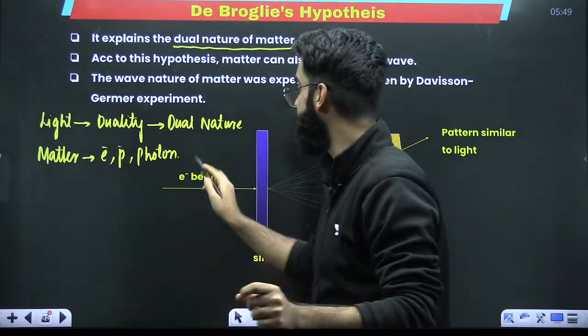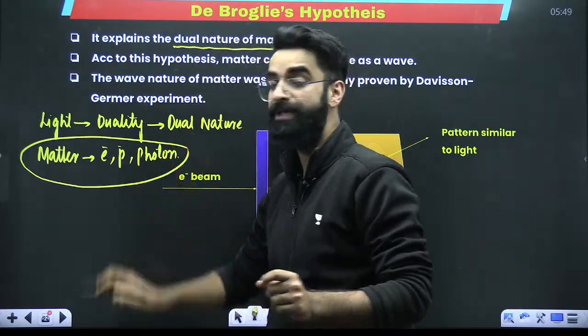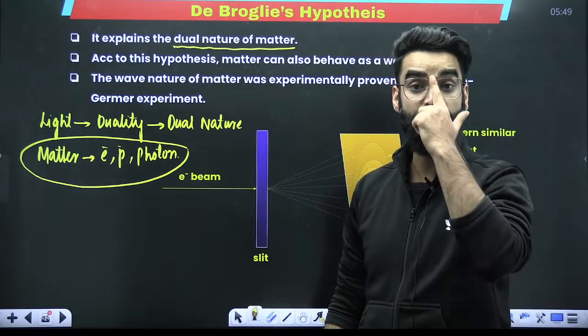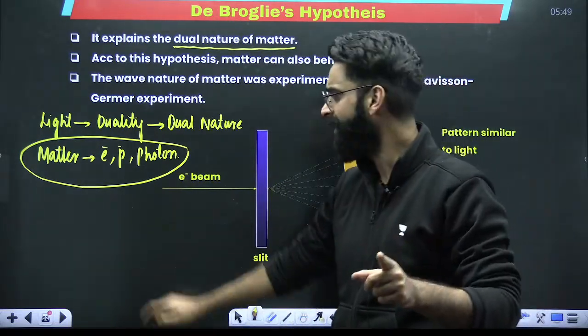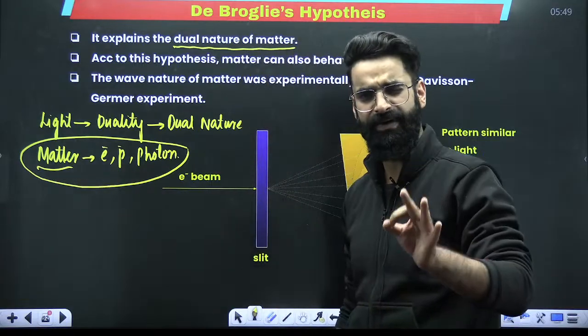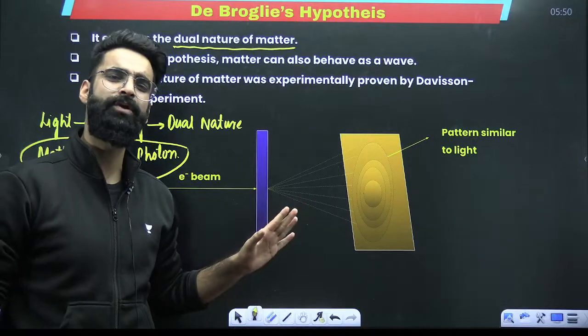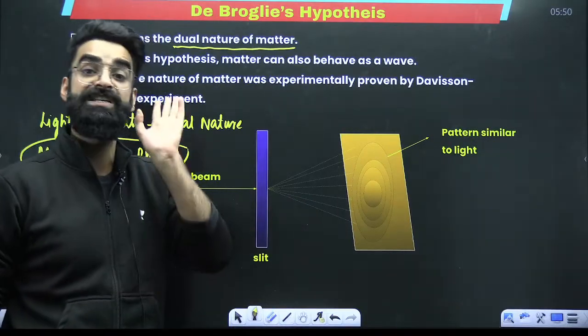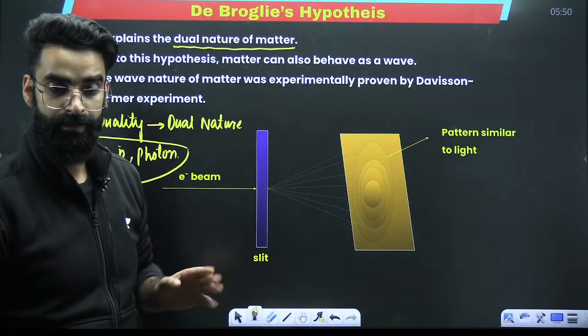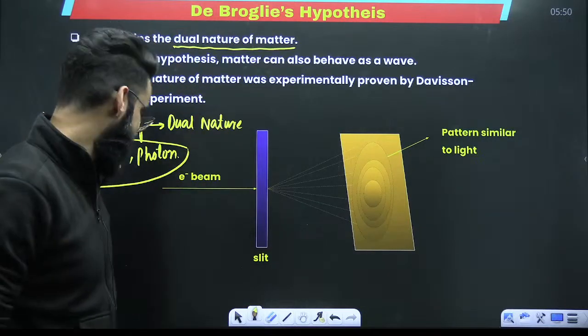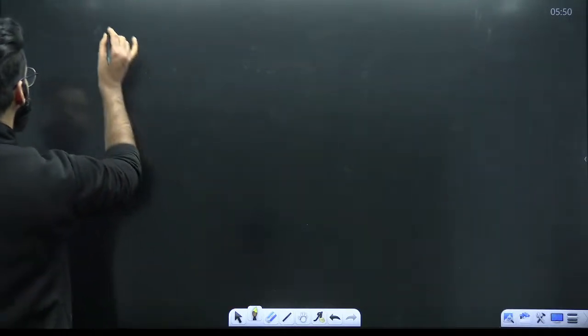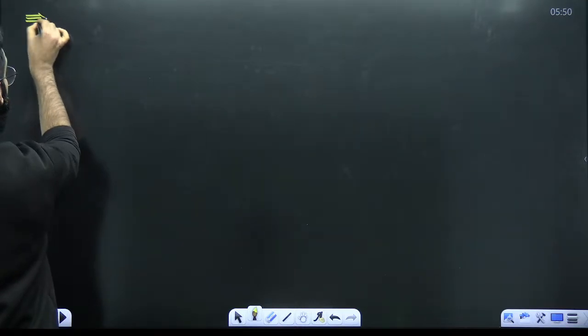This is the hypothesis as per de Broglie. De Broglie said whatever matter is there in the universe, every single thing, be it electron, be it proton, be it photon also, has got duality. Every single thing has got particle nature as well as wave nature. Let me make it a little more simple for you. What did de Broglie exactly say?